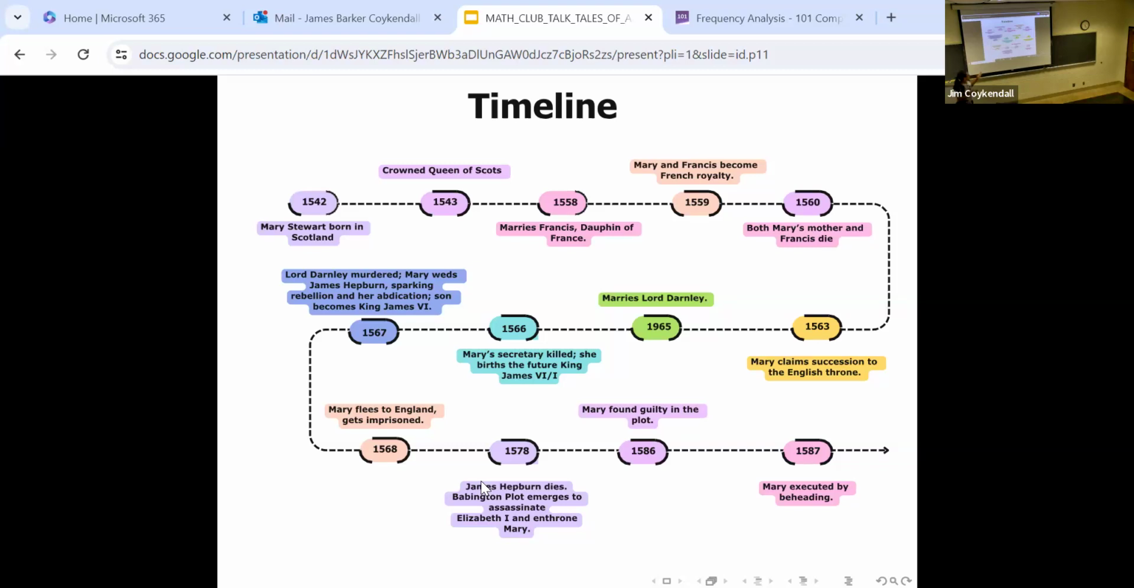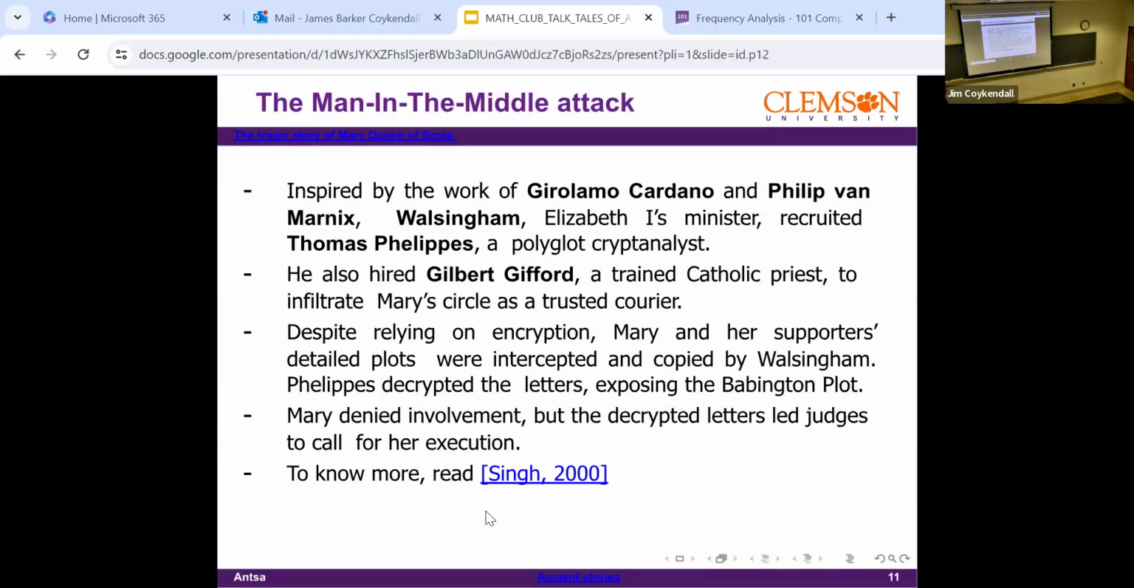And they were smart enough to use encryption, but remember, it was not the hard one, right? Since it was not the hard one, there were smart people who were aware of that. So it was discovered, and in 1587, she was executed by beheading. So I'm gonna tell you how this happened. There was a minister of Elizabeth I called Walsingham.